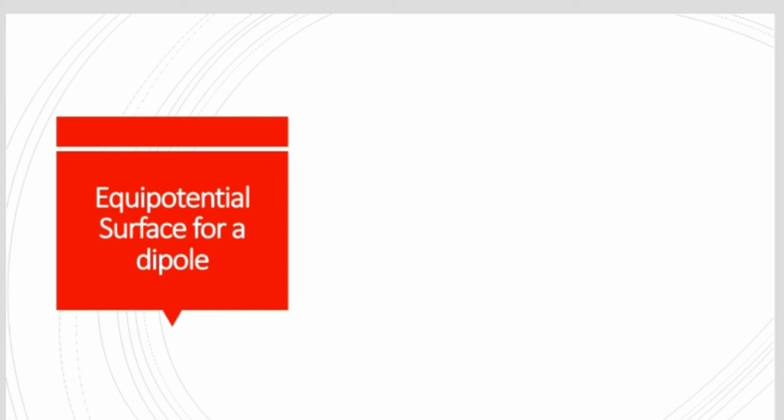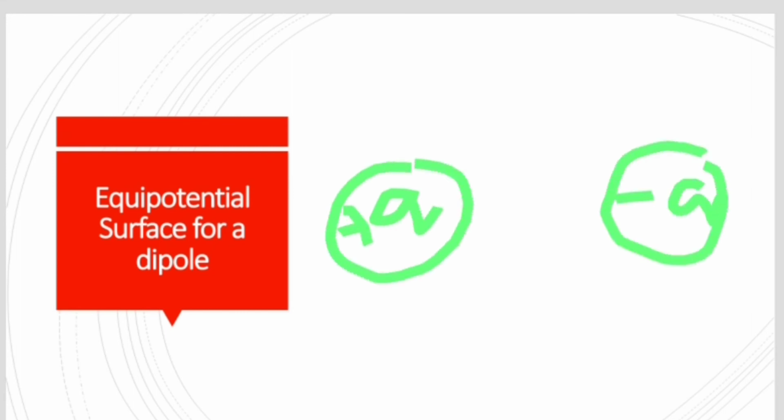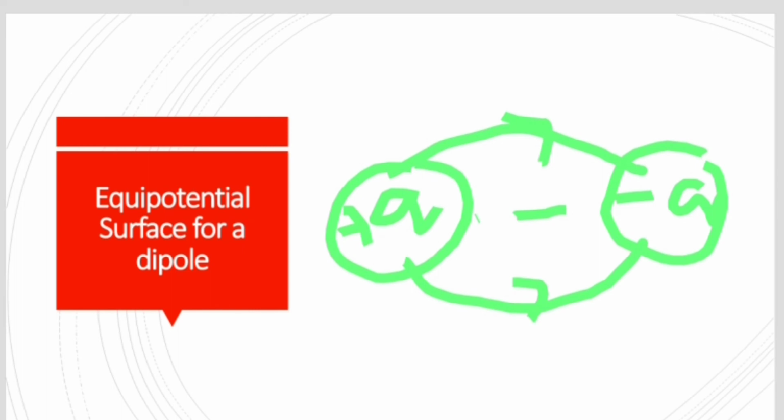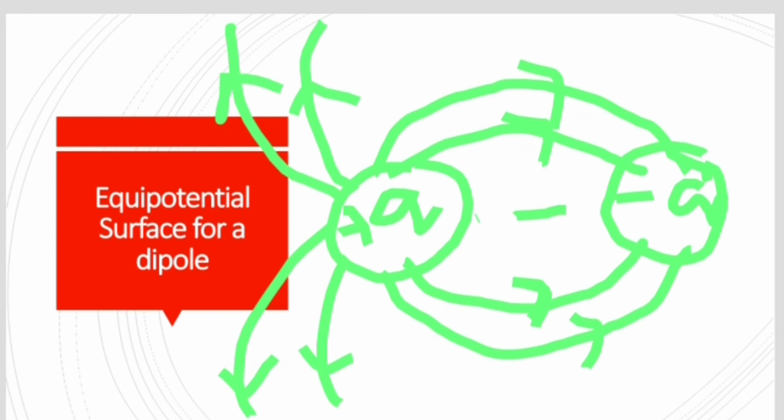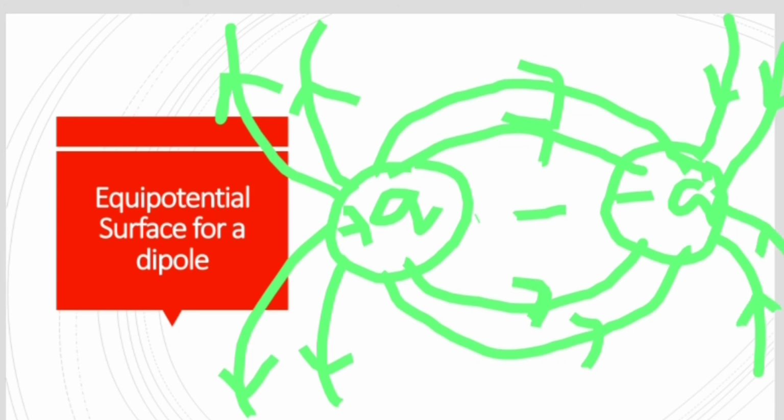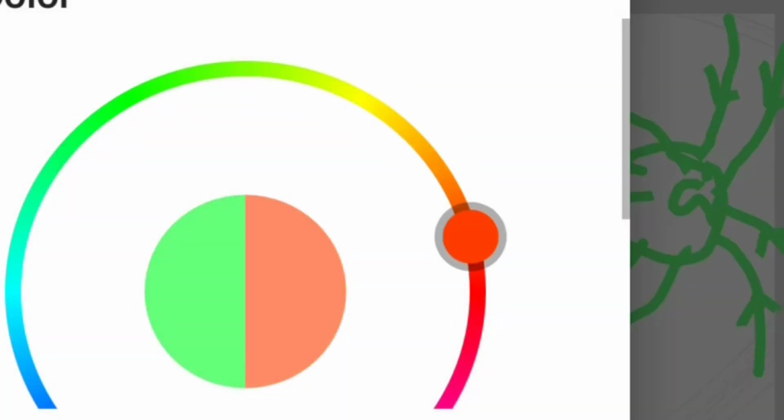Now the last thing we need to discuss here is the equipotential surface for a dipole. Here I am taking plus Q and minus Q charges. First you need to draw the field lines. What will be the field lines? Like this, repelled from here and attracted towards minus Q, right? Let me make another one. On this side it will be like this somehow, and from this side it will be attracted, right?